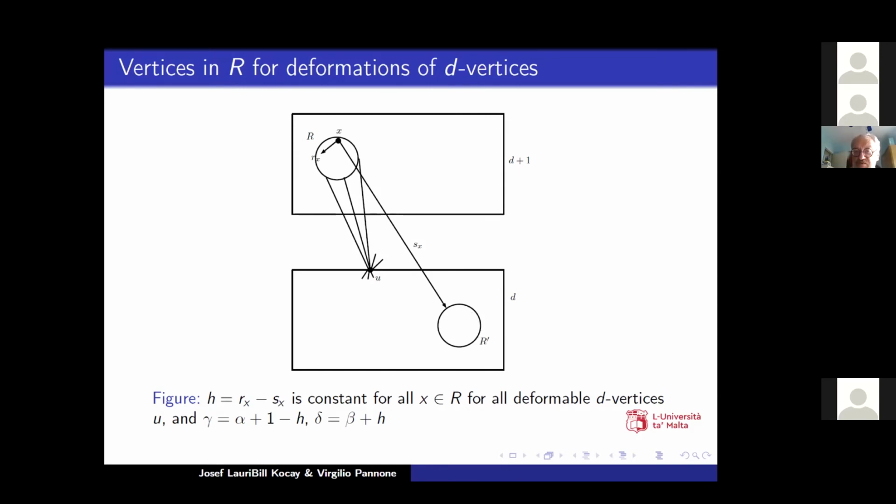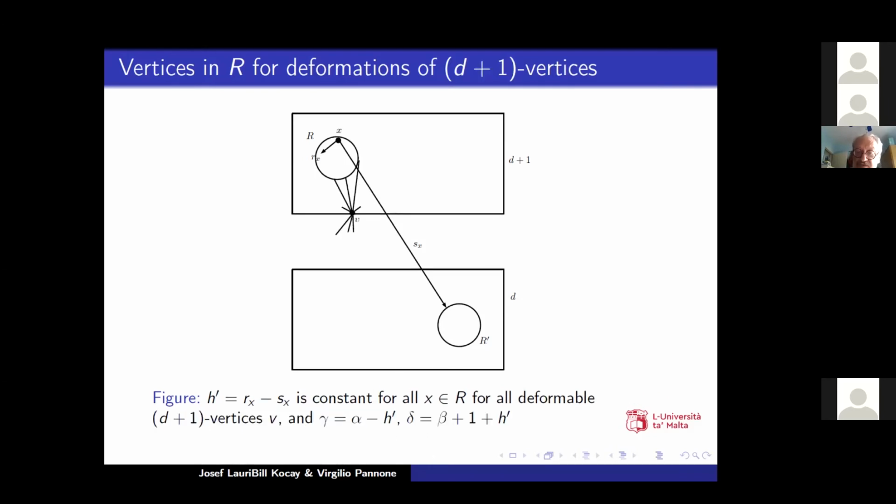When we do that, and we do a bit of arithmetic, we find that R minus S must be constant for any U, for any X. I'm not saying yet that R and S are constant, but R minus S is constant. Why? Because if you put H equals R minus S, then the parameters alpha, beta, gamma, delta are related by this, and the parameters are constant, therefore H is constant.